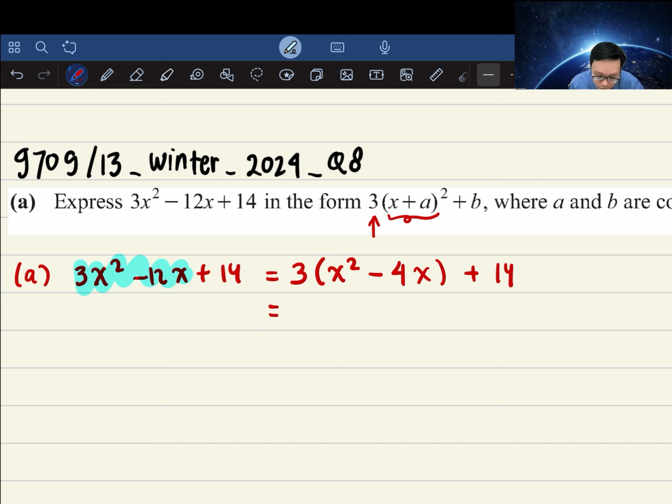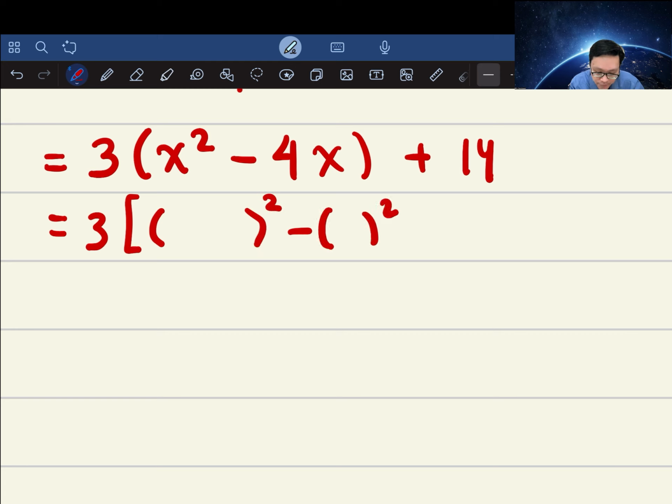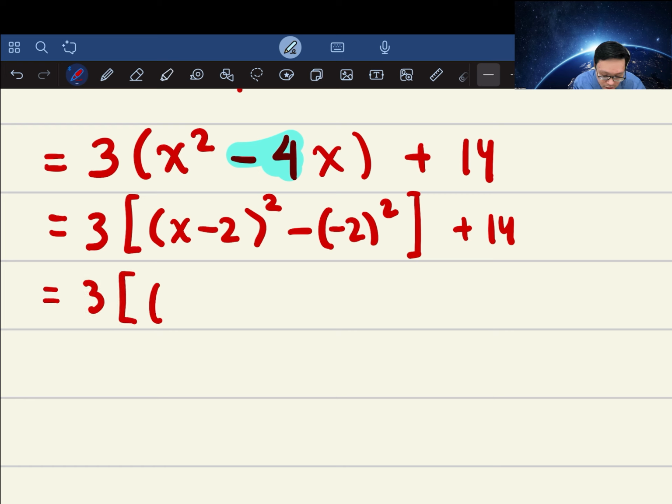And we do the completing square as usual. So we put big brackets to represent the two terms, and then we put the completed square minus the missing square, close bracket. And we have plus 14 outside. So we put x, and then the b is minus 4. We divide by 2, becomes minus 2, and minus 2 over here. So we have 3 times x minus 2 squared minus 4, plus 14.